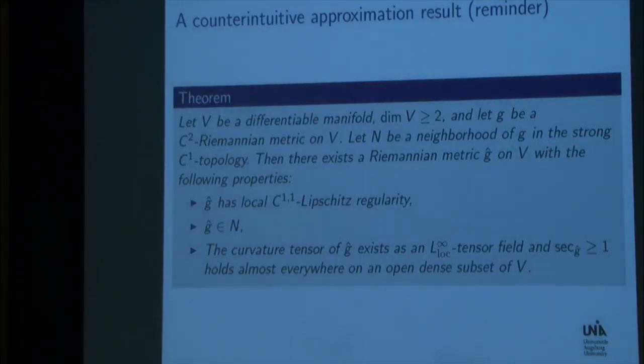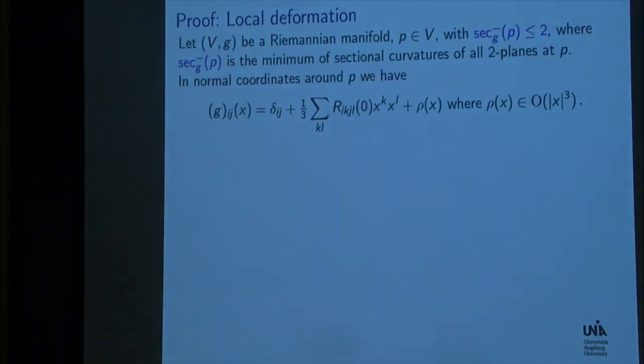And now let me prove this theorem using the local flexibility lemma. Here's a reminder. We have a differentiable manifold. We take some Riemannian metric of order C2. We prescribe some C1 neighborhood in the strong topology. And then we get a new metric G hat, which has these properties. It's C11 regular. It stays in this neighborhood, so it's close to our given metric. And this metric tensor has the strong curvature property on an open dense subset. So it consists of 3 steps.